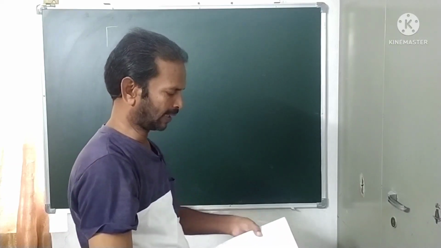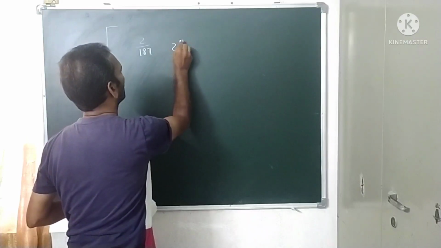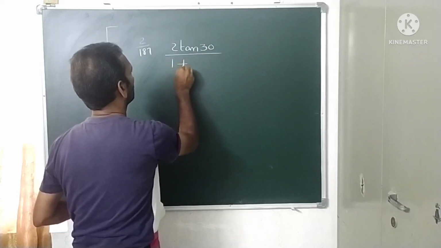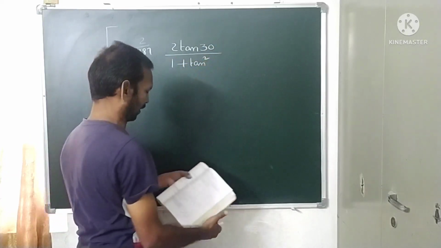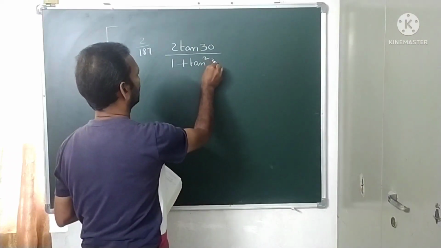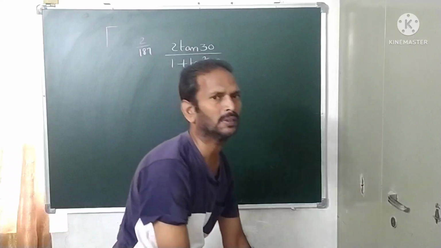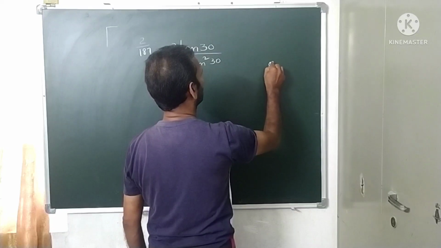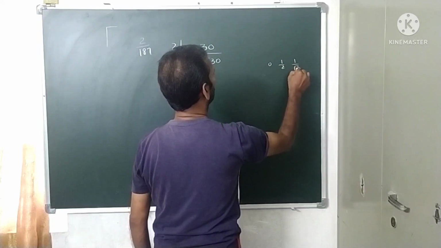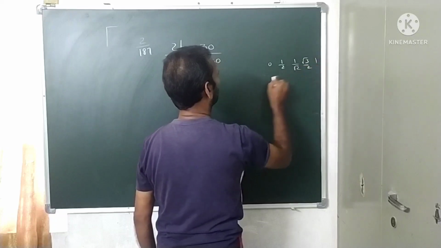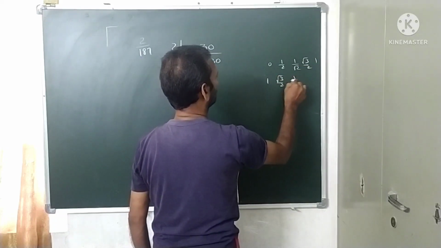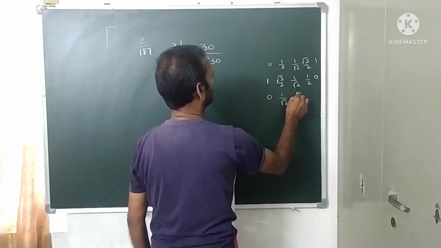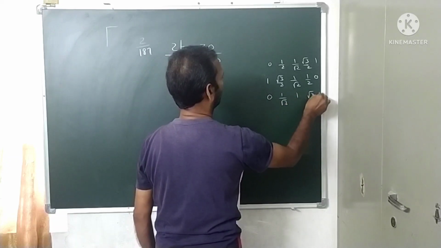2 tan 30 by 1 plus tan square 30. To complete this problem, I am writing the trigonometric table here. 0, 1 by 2, 1 by root 2, root 3 by 2, 1; 1, root 3 by 2, 1 by root 2, 1 by 2, 0; 0, 1 by root 3, 1, root 3, infinity.